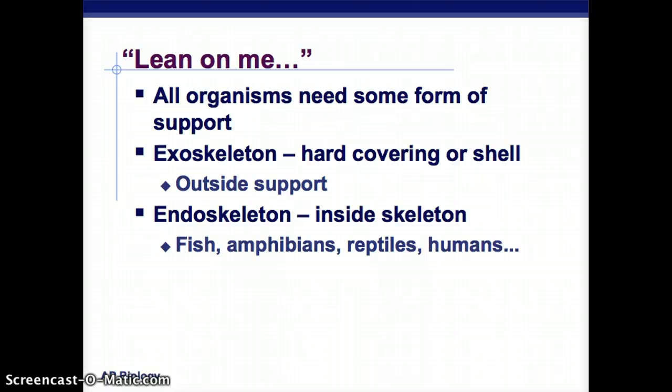All organisms need some form of support, so they'll either have an exoskeleton, which would be like a hard covering or a shell, an outside support, or they'll have an endoskeleton, which means their skeleton is inside. That would be things like fish, amphibians, reptiles, humans, and our exoskeletons would be things like beetles and such.